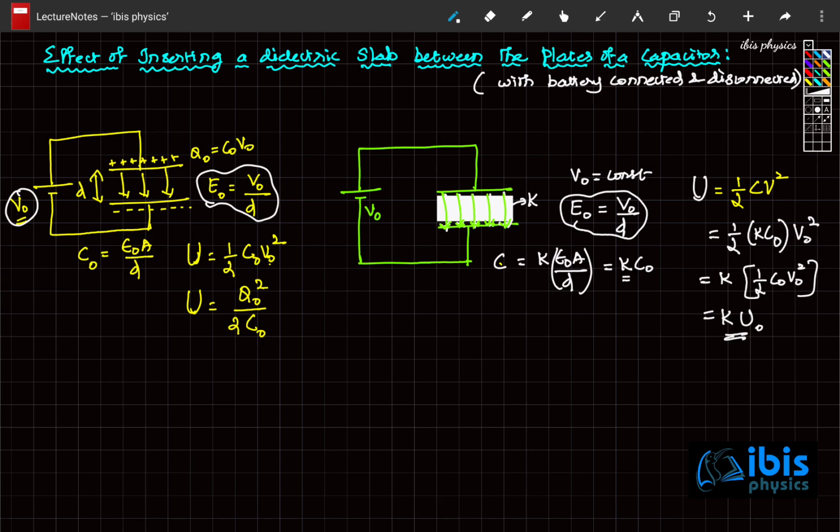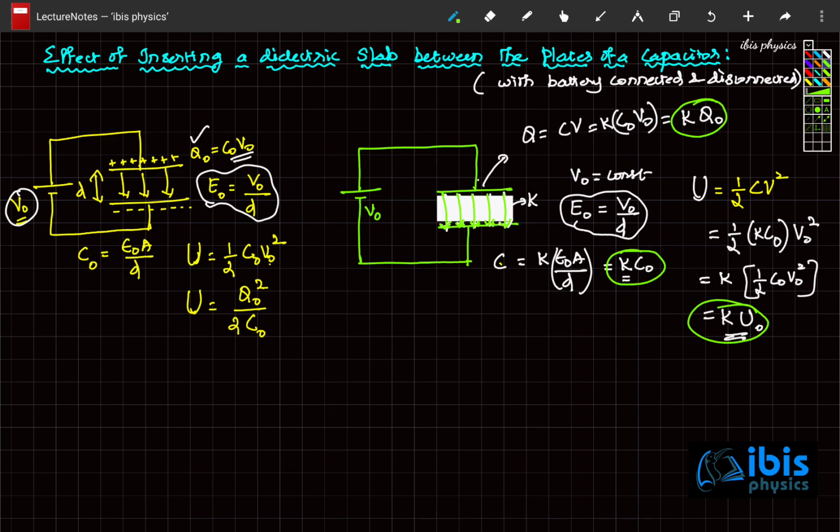What about the charge? Previously the charge is C0 V0. Now what is the charge in this? Q is equal to CV, but C has changed. It is K times C naught, and V naught is still the same. C naught V naught is the original charge stored, Q naught. So the new charge is equal to K times Q naught. So once a battery is connected and a dielectric slab is inserted, charge becomes K times Q naught, energy becomes K times U naught, and capacitance becomes K times C naught.